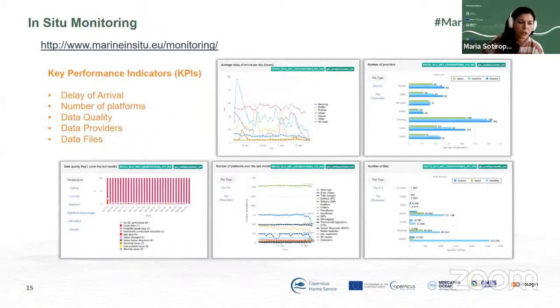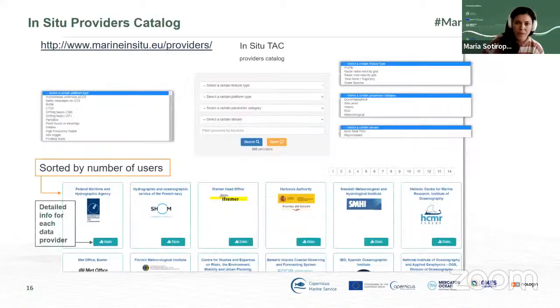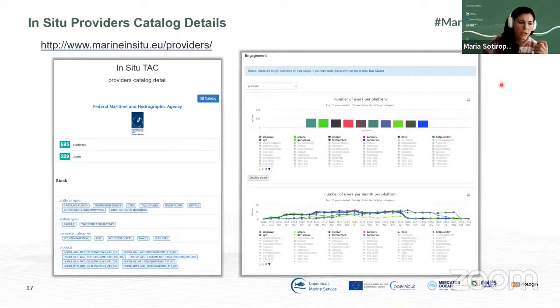We are also providing some monitoring on what we are providing, how these data are distributed. You will find some delay on the arrival on the Copernicus Marine Service, the number of platforms that are available inside the service, the data quality, some information on the data providers and the data files in general. And another service that we're also providing for our data providers, we have collected some statistics on how users are downloading these data. So a data provider can check on their platforms and their statistics and find more information and use this information also in order to advertise the work that they're doing.